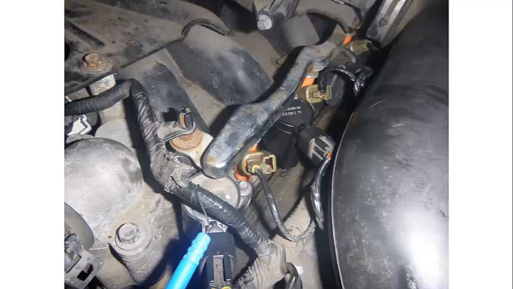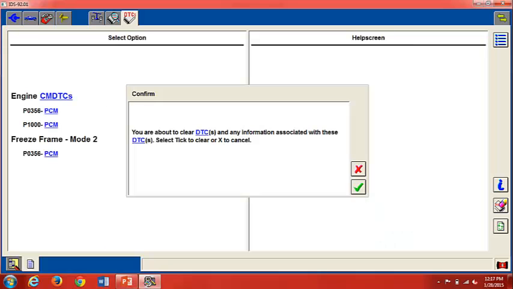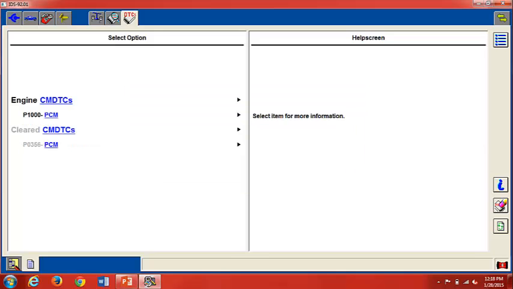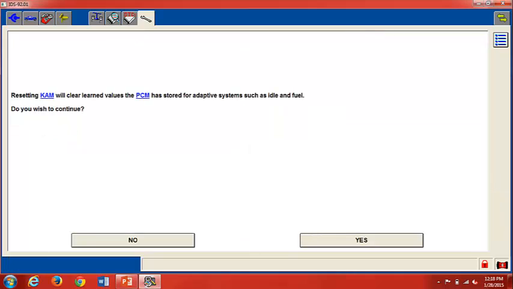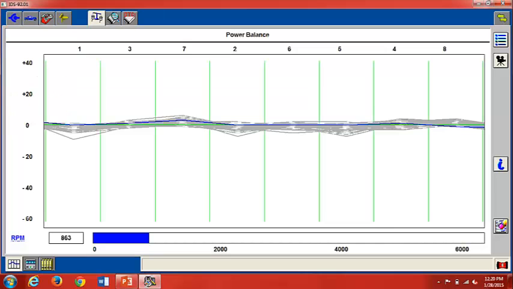So we got our new coil installed here, and we're going to go ahead and do some testing. I cleared the codes and also did a cam reset, so keep alive memory has been reset. Fire up the car, it's running a heck of a lot better now, and we check our power balance graph, and as we can see, everything's nice and smooth, a nice straight line.